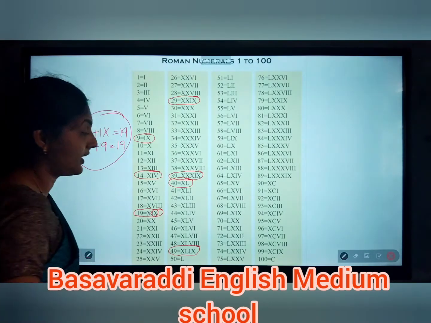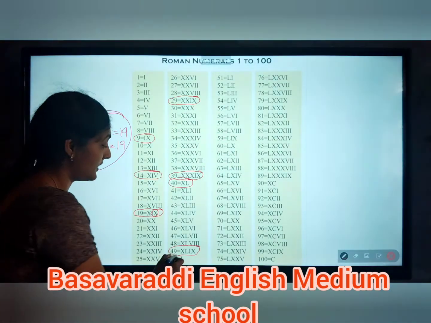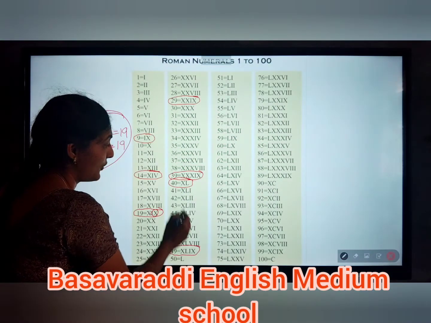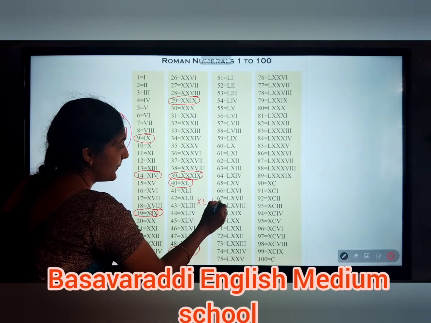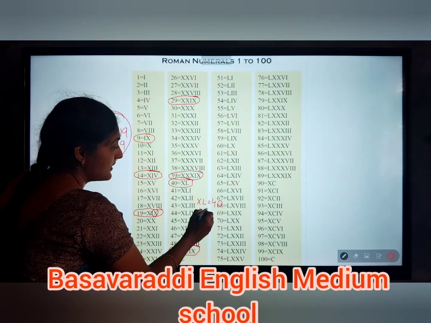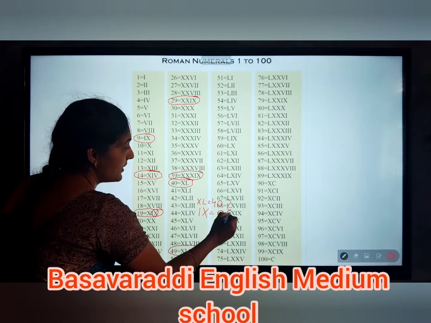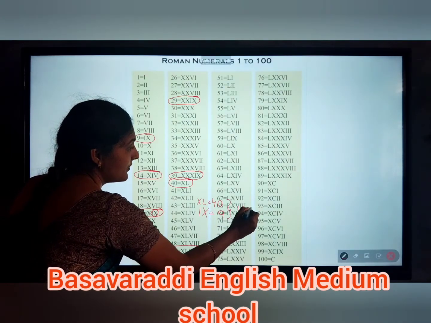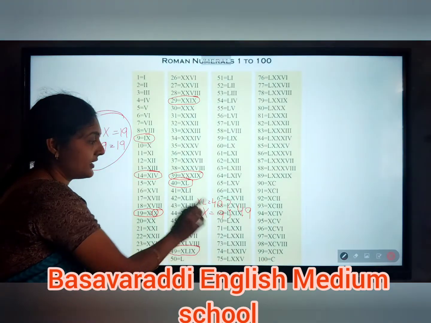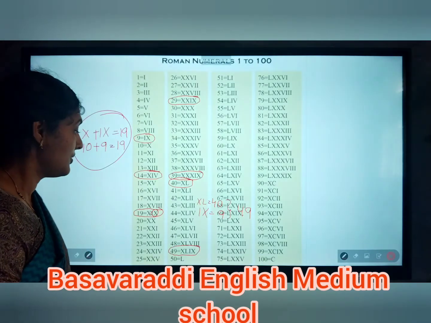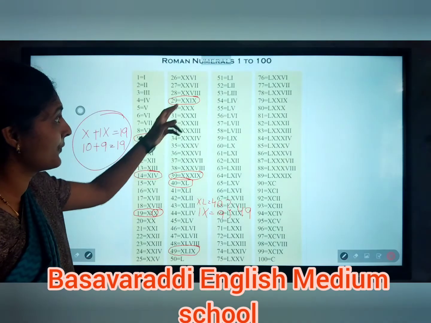So the 49, how to write the 49 in the Roman numeral? That is XL, that is the 40. So XL is equal to 40 here. Then IX, the IX value is 9. So add both the numbers here, you get the 49. Okay, so XLIX, that is the 49. So the 50, the value of the L is 50.